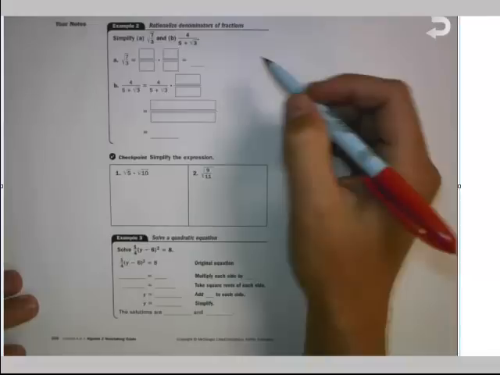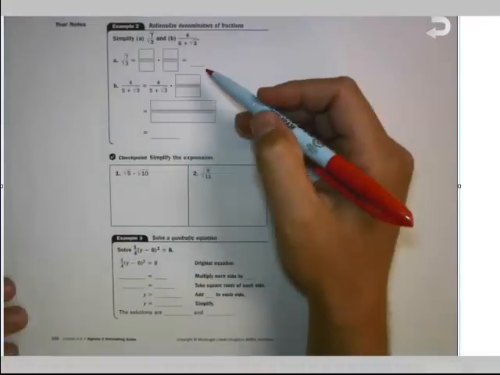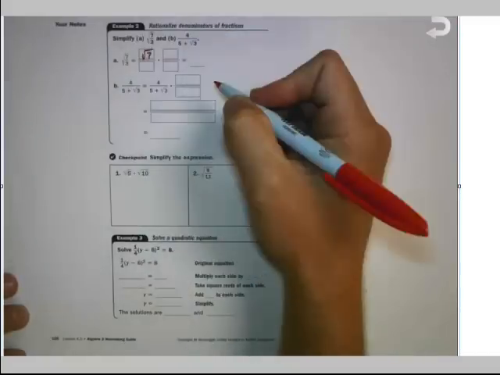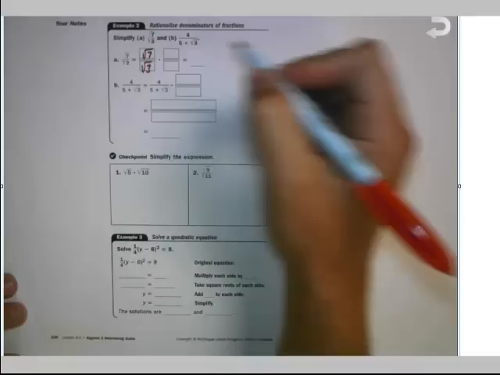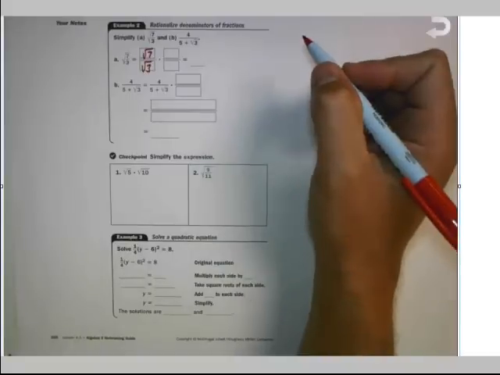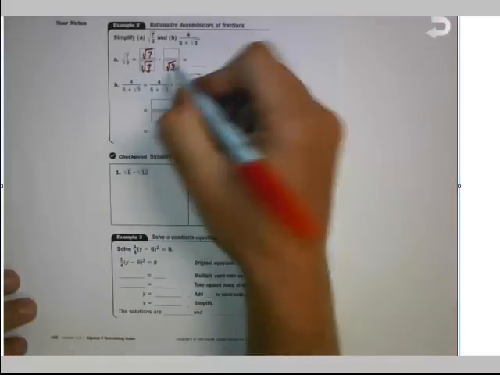On this is this rationalizing the denominator thing. You can't have the square root of 3 on the bottom. When I split this to be the square root of 7 and the square root of 3, there's only one thing I can do to the square root of 3 to make it a whole number. That is, multiply by the square root of 3.